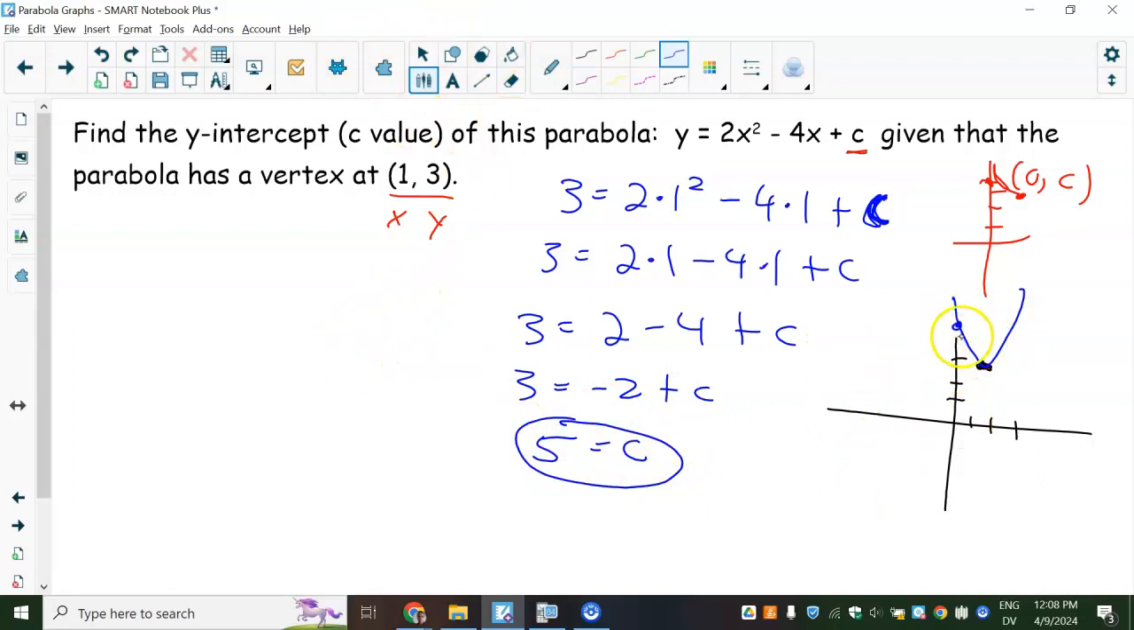On multiple choice, this picture might be enough to get you to the right spot, but if you want to know exactly, just plug in for x and y and then solve for c. And then that would allow us to complete our equation. If we're trying to find the equation, we'd now know c and have our equation.